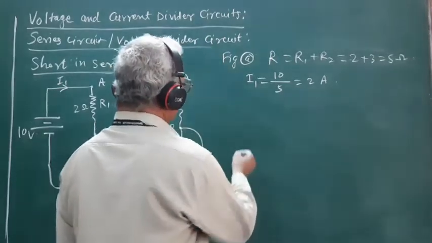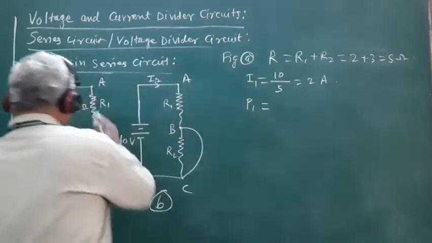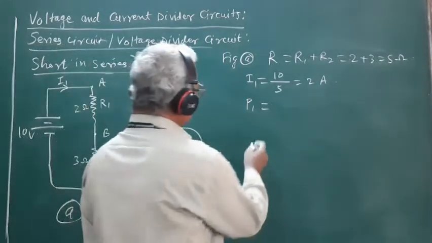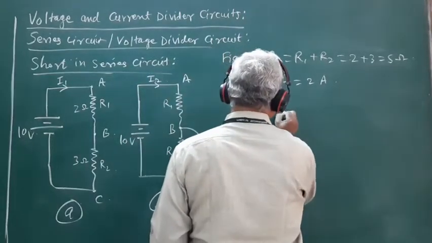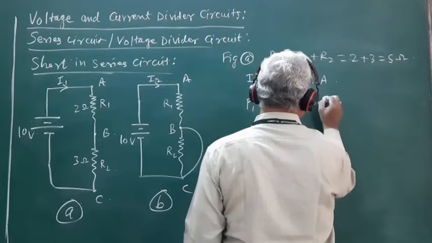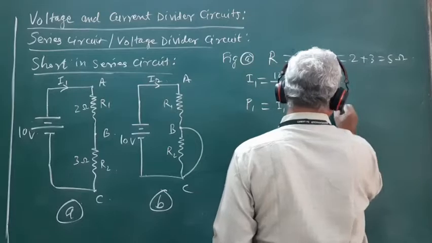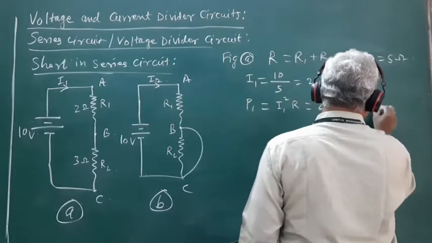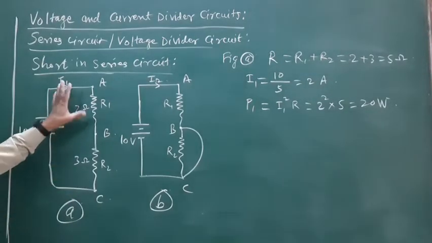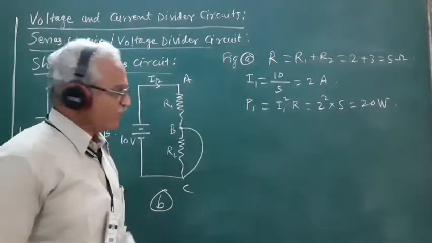So the power P1 in the given circuit, when both the resistors R1 and R2 are appearing in the circuit, will be equal to I1 square into R. So I1 square is 2 square multiplied by R. The total resistance of the circuit is 5. So this is 20 watt. So in the given circuit, the power drawn from the source is equal to 20 watt.